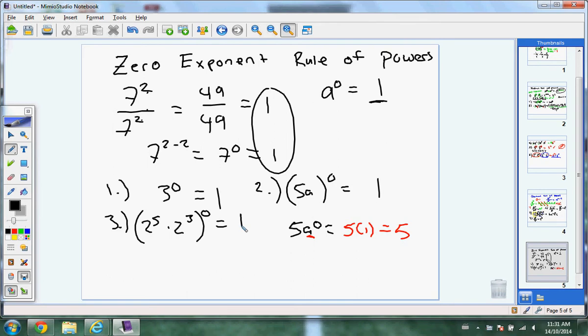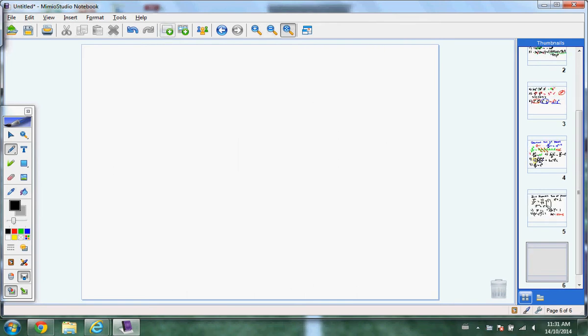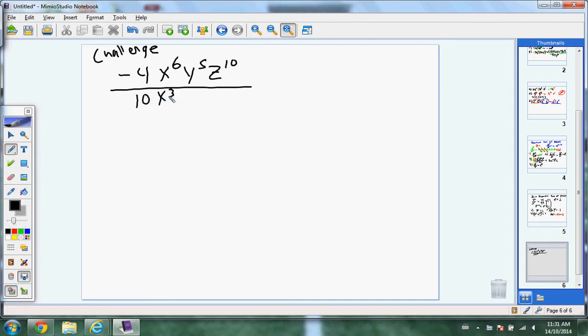All right, and then real quickly here, one little challenge that's going to make you use your exponent rules as well. So I'm going to go negative 4 x^6 y^5 z^10 all over 10 x^3 y^5 z^10. This is a challenge, so I'll give you a couple seconds here to try it, or you can pause your video.